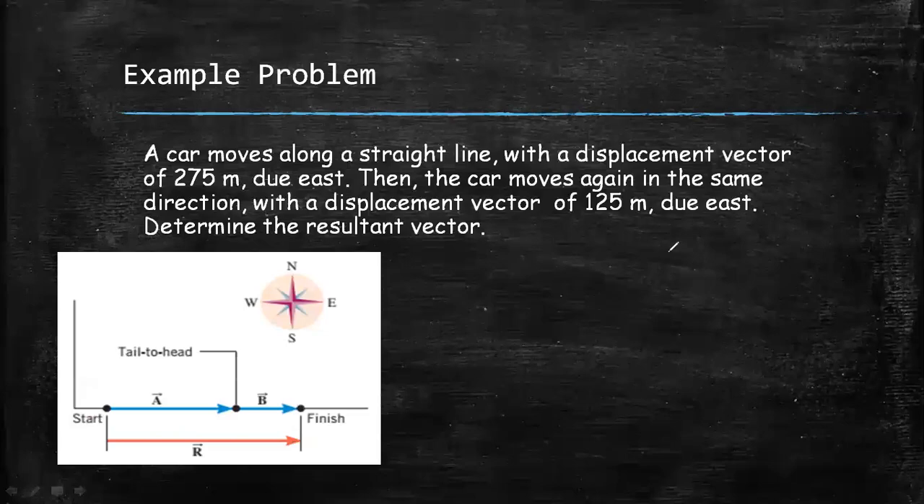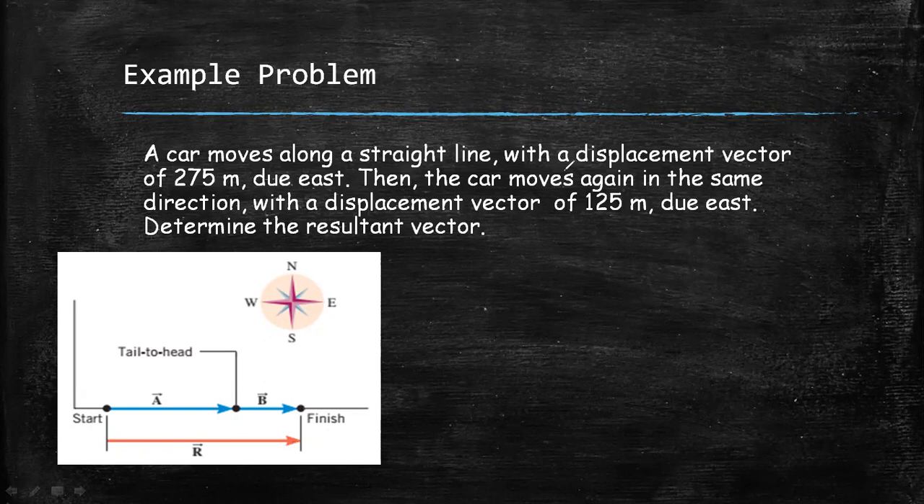Now, let's have an example. A car moves along a straight line with a displacement vector of 275 meters due east. Then the car moves again in the same direction with a displacement vector of 125 meters due east. Determine the resultant vector. So first thing to do is to draw the problem or illustrate the problem.